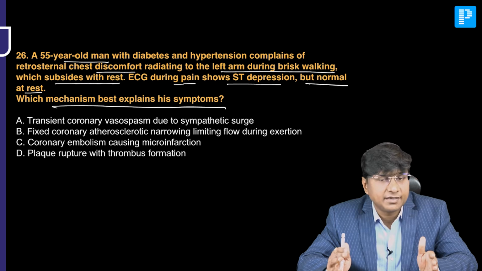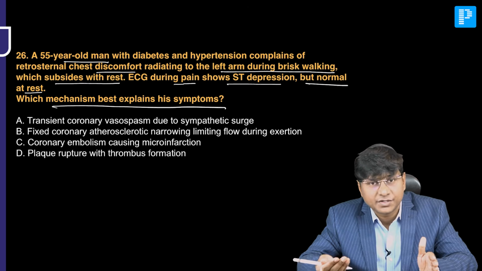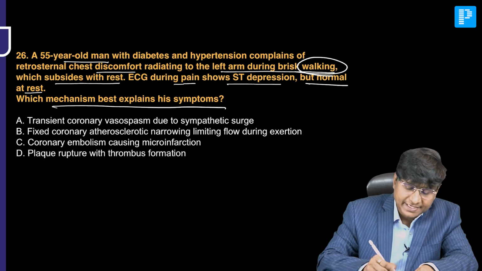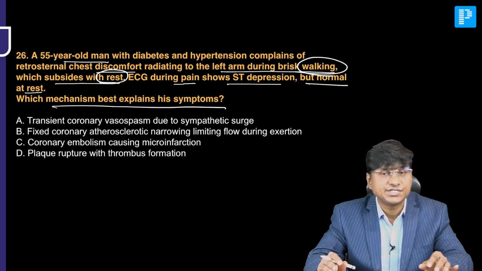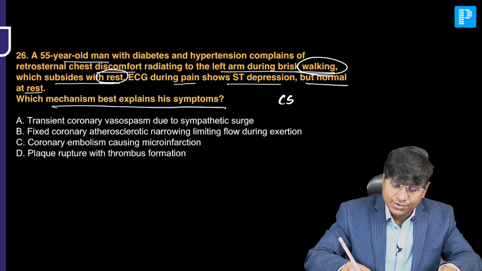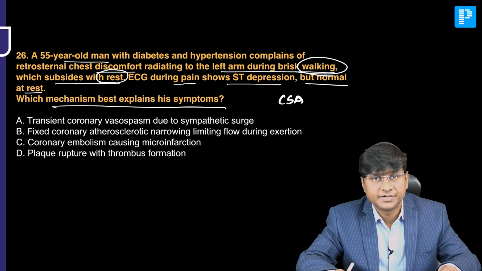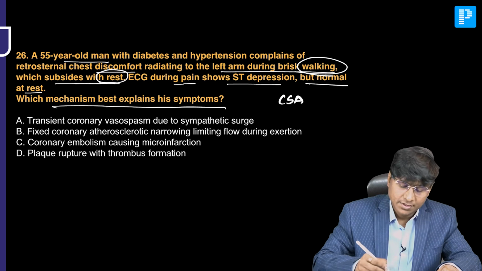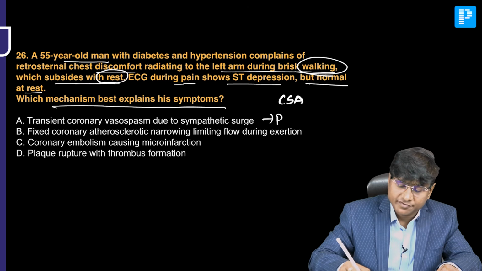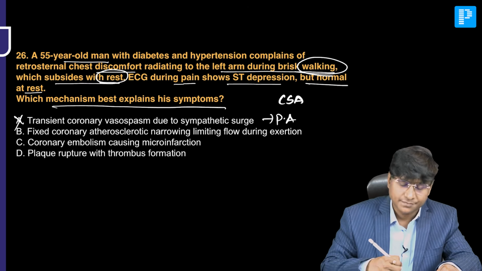And the character of the pain is suggestive of the pain of coronary artery disease. The pain is there on walking, but it subsides upon taking rest, and ECG shows ST segment depression. So what is all this suggestive of? This is all suggestive of chronic stable angina, right? Which mechanism explains this? Transient coronary vasospasm due to sympathetic surge. This is the feature in case of Prinzmetal angina. So first option ruled out.